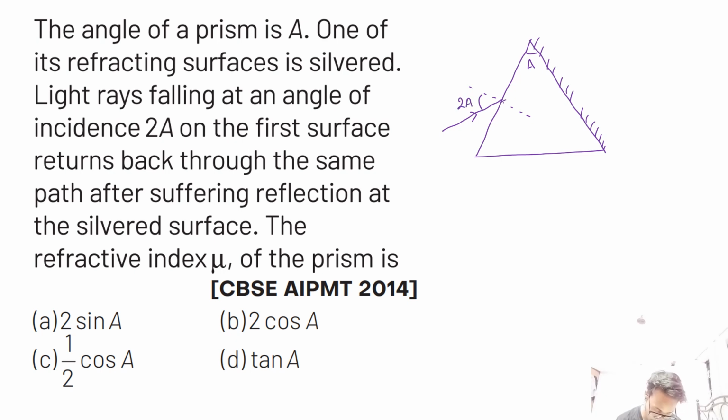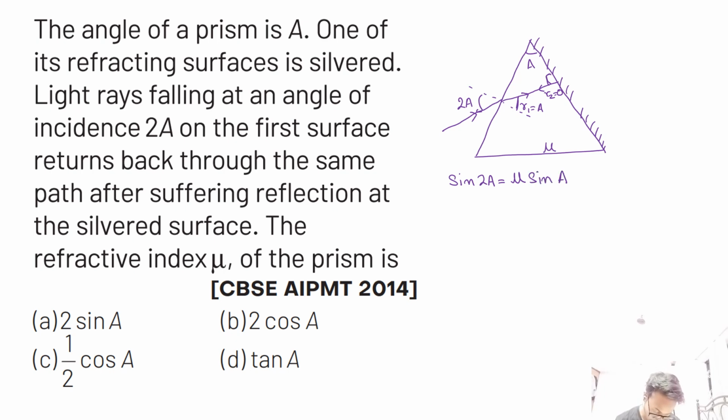Okay, and this ray of light collides normally. Why does it collide normally? Because the incident ray retraces back along the reflected ray. So out here R2 is equal to 0. Find the value of mu. So what is the value of R1? The value of R1 is nothing but A. Why? Because R1 plus R2 is equal to A. So can I apply Snell's law across this surface? Can I write sine of 2A is equal to mu into sine of R1, or sine of A?